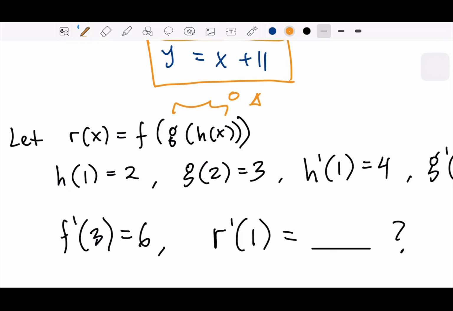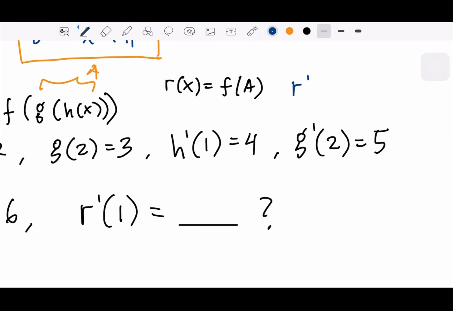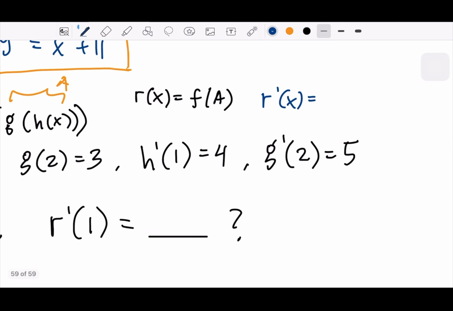So let's say we take this as A, and let A be a function. So we have f of A. If R of x is f of A, then R prime is f prime of A times A prime. Is that correct? Is it easier to understand? Now you know that A is the whole thing here, G, which means that we are going to find A prime, which is the differentiation of G. Okay. So take your time.